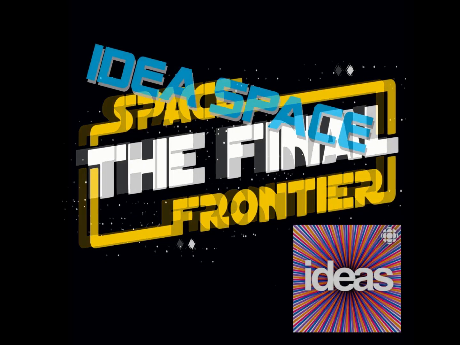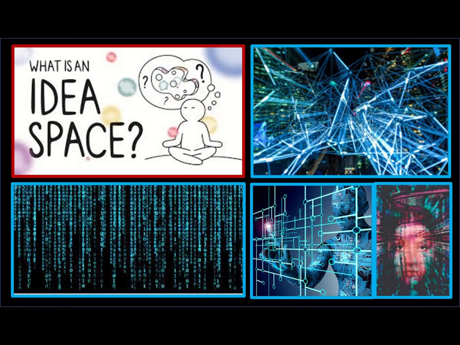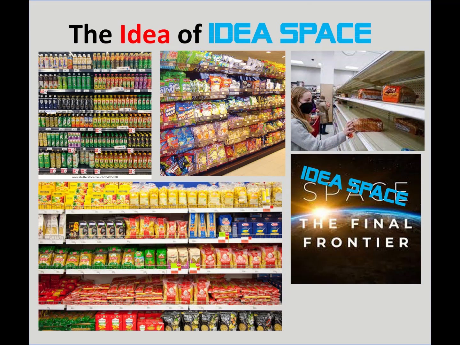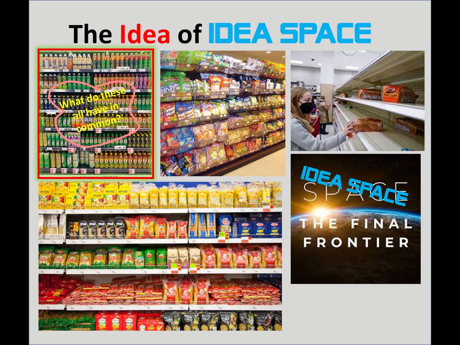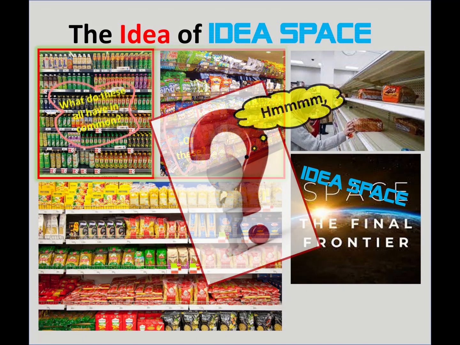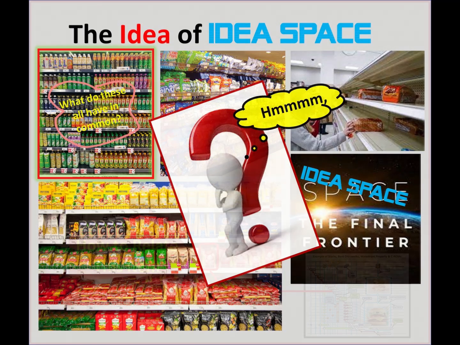Idea space, the final frontier. That is, how to depict ideas in a graphical language, not just in words or text. For example, consider these images of commonplace groceries. So what do all these items have in common? And how might one depict that graphically and not just using words?